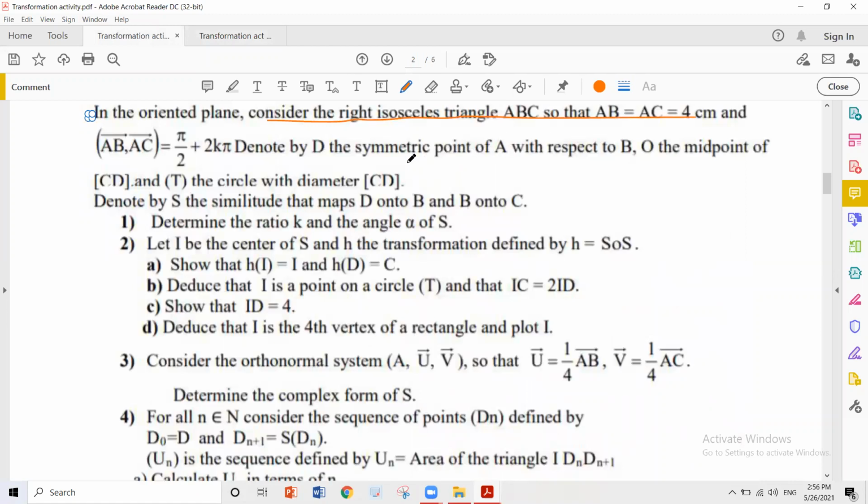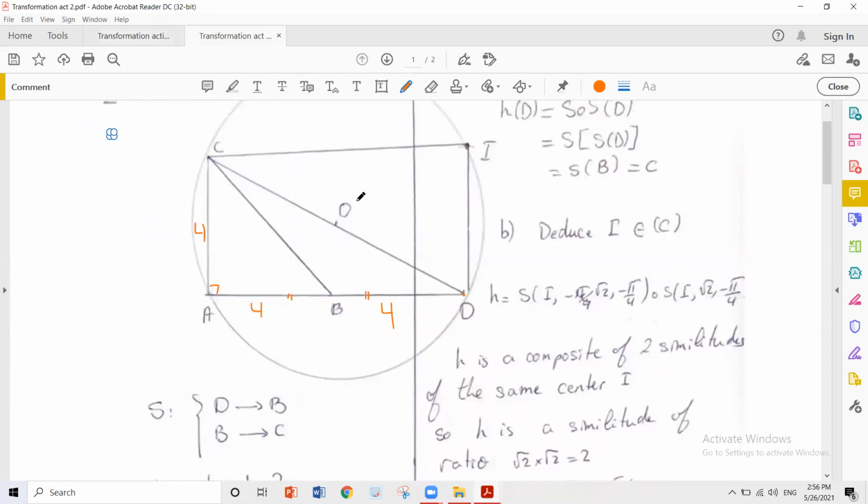O is the midpoint of CD, and T is a circle with diameter CD. O is the midpoint of CD. And you have the circle with diameter CD, and it has center O.